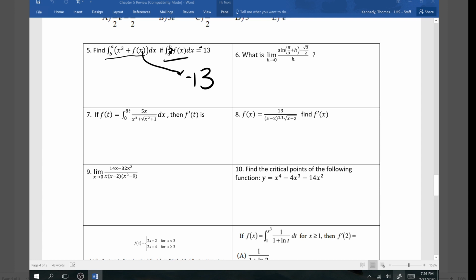Which means I have to figure out the integral from b to a of x cubed dx. But that's pretty easy. We just do x to the 4th over 4. We plug in our bounds, and we get a to the 4th over 4 minus b to the 4th over 4. And then we just attach this minus 13 guy on, and boom, answer.